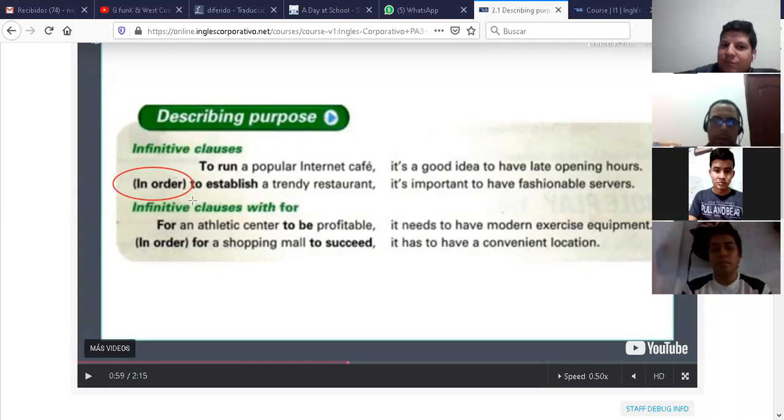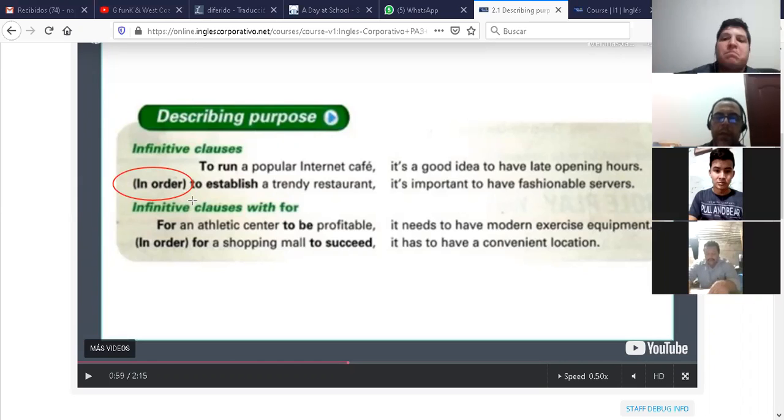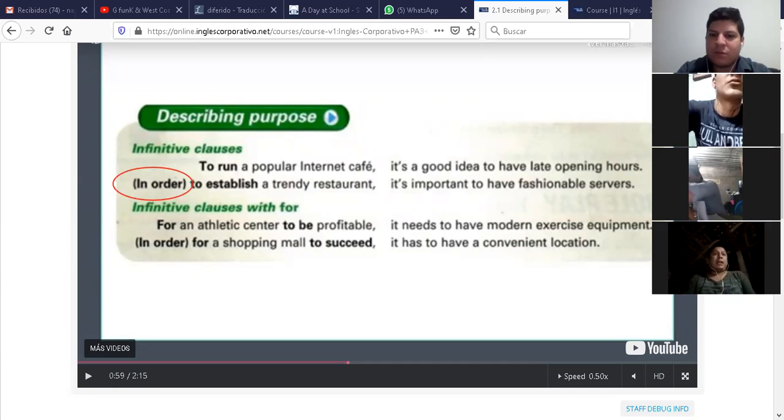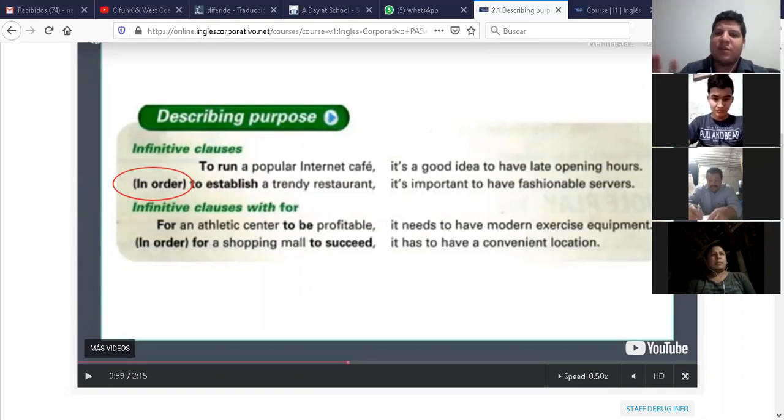It can be like in order, or it can be to, right? It doesn't matter. We can use in order to, or we can use to. Well, I'm going to give an example. In order to open a fast food taco restaurant, it must create a clever advertisement. So in that case, it's going to be a Mexican restaurant. Or it must have a clever advertisement. Ahí estamos. In order to open a Mexican restaurant, it must have clever advertising.